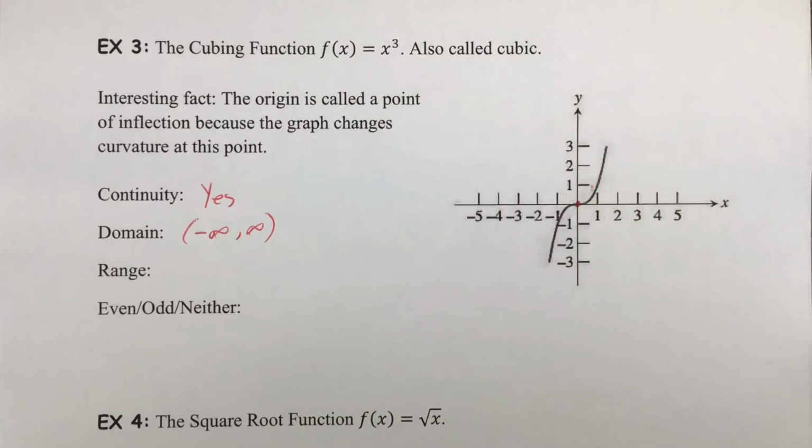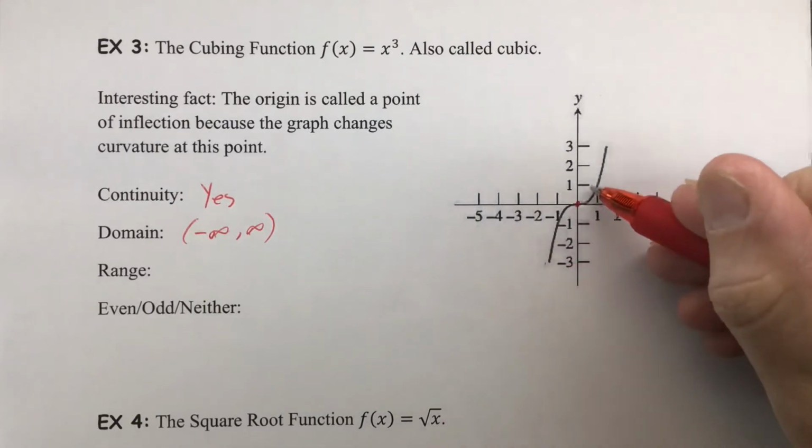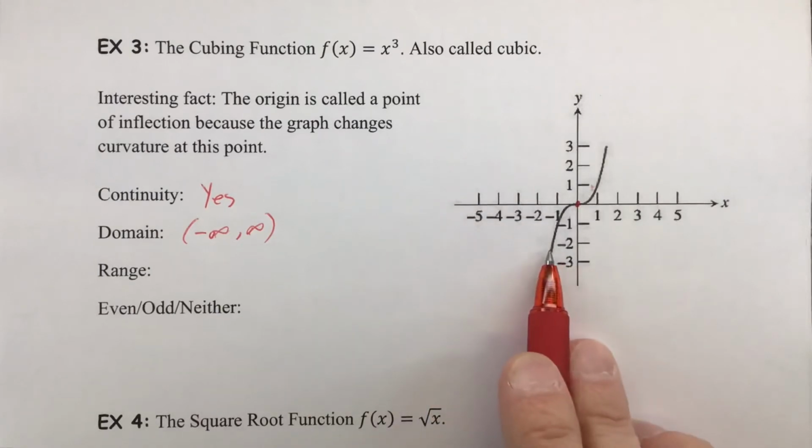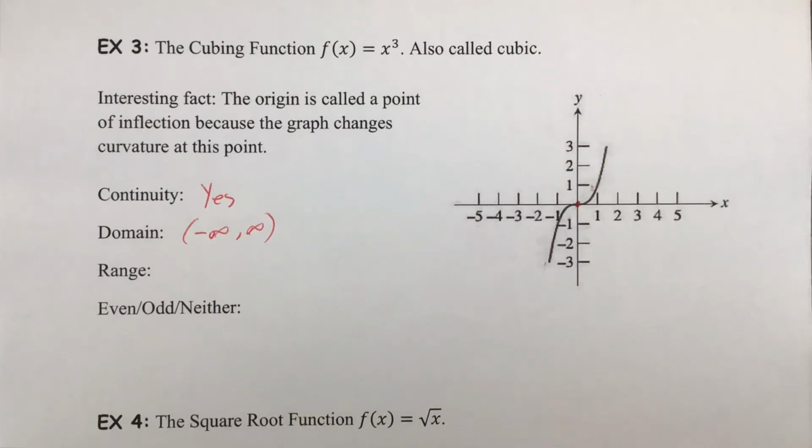The range is also going to be all real numbers. It does extend down forever. It does extend up forever. The larger negative number you put in, the larger negative number you're going to get out. There's not a bound to that.